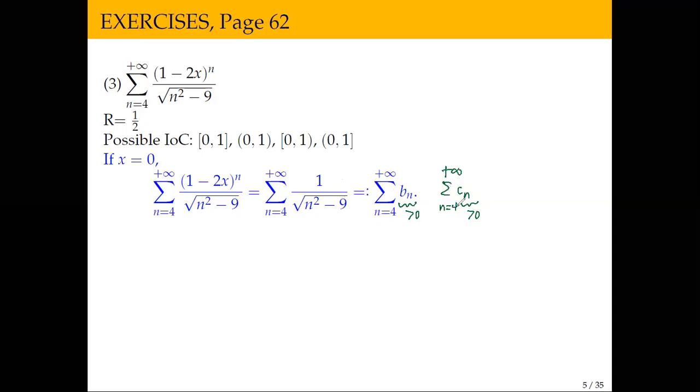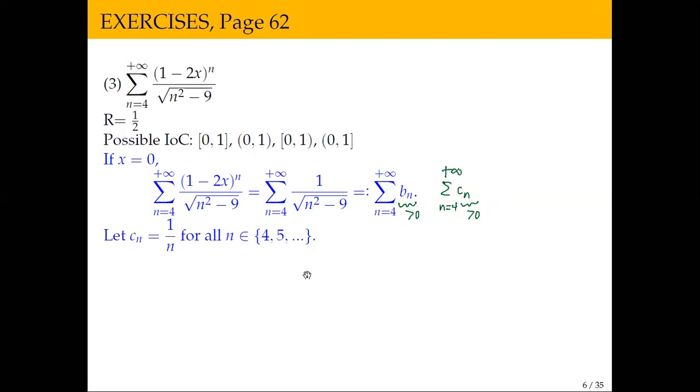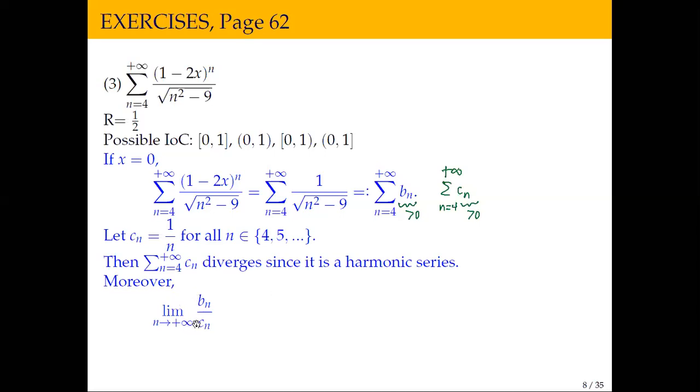Thus, you might want to take your c sub n to be 1 over n. So, let c sub n be equal to 1 over n for all n. If that is the case, then this infinite series diverges since it is a harmonic series. Applying the limit comparison test, we have to look for the limit of b sub n over c sub n as n goes to positive infinity. Replacing values for b sub n and c sub n, we get the following.